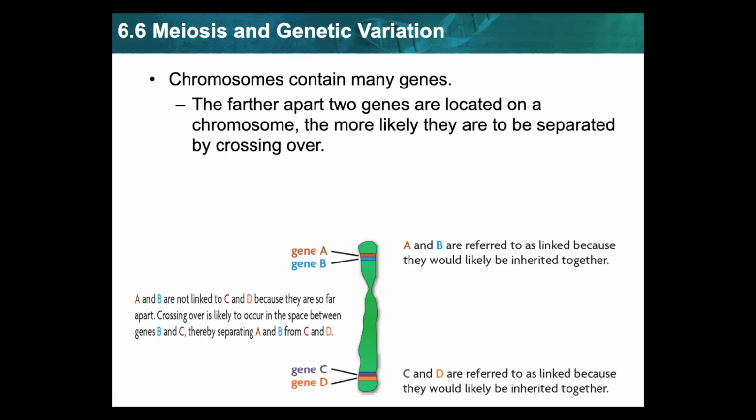So generally what would happen is that A and B are going to be transferred together, and they're usually linked together, while C and D, compared to A and B, are separate and easily mixed apart.